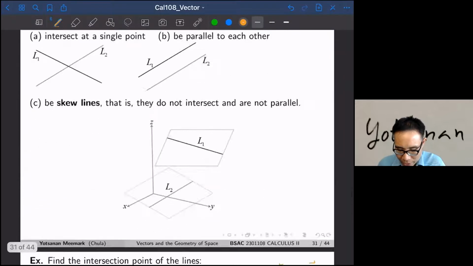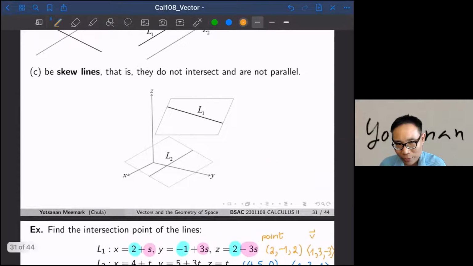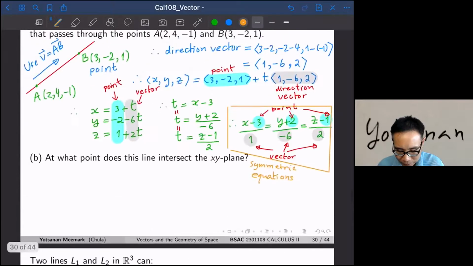I hope you understand that when you see the equation of a line, you have to be able to determine the direction vector and the point.